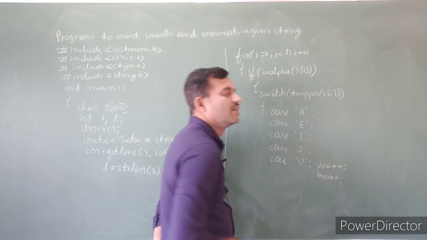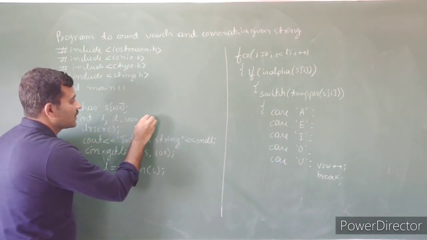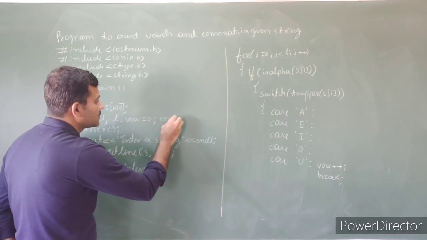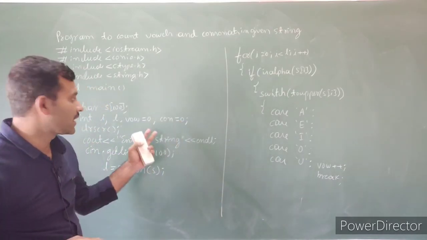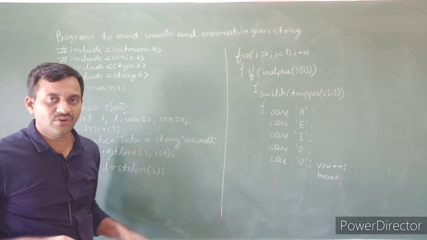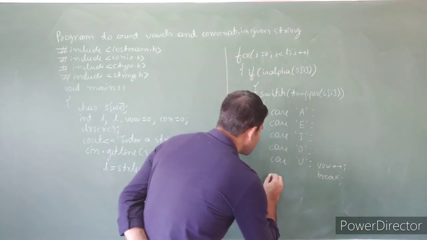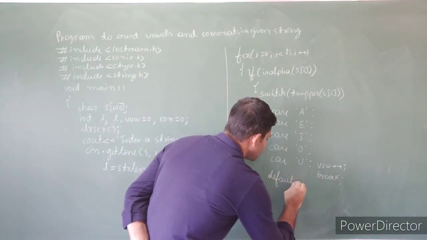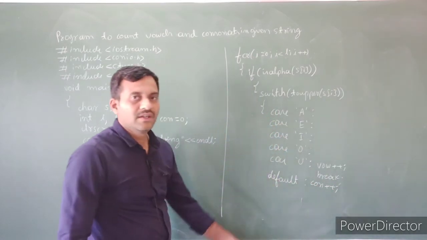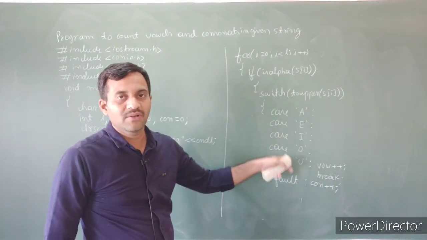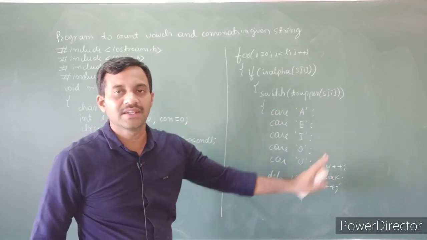See here, it needs two additional variables. Declare additional variables here. The first one is vowel, initial value 0. Then another one is consonant, initial value 0. It requires two more variables, vowel and consonant. Initially both are 0. If any one of the cases is true, increment the vowel. In the default case, consonant plus plus. If it is true, vowel is incremented. If none of the case labels matches the switch expression, then consonant is incremented.